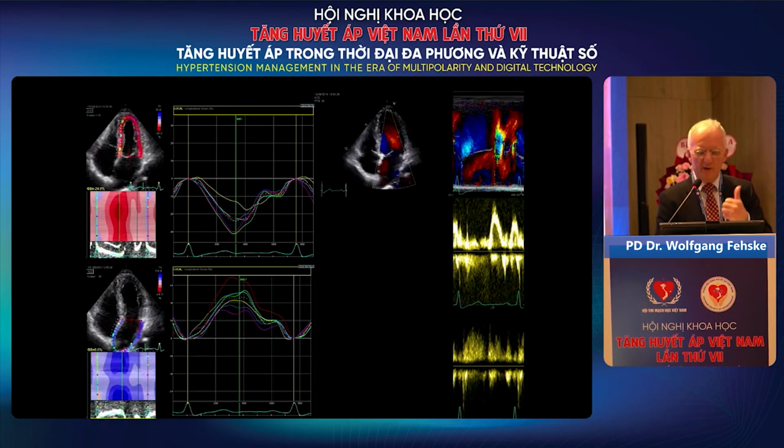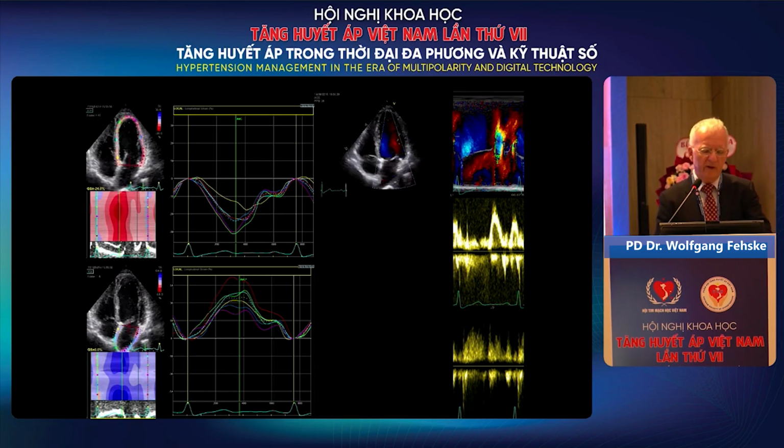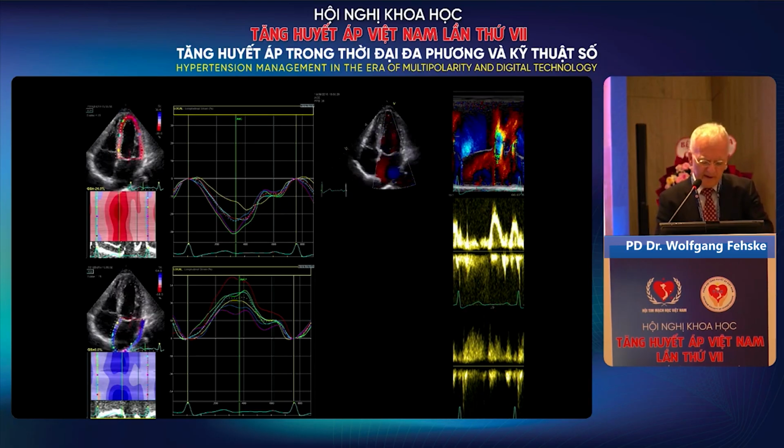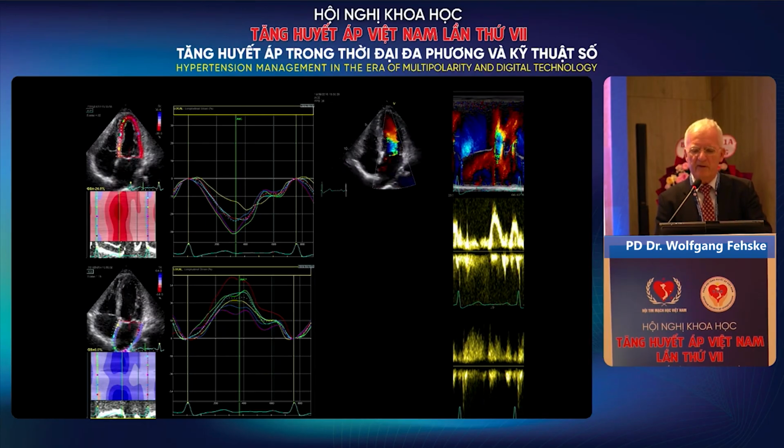It is not only one parameter. We are using all these parameters now. This is a strain analysis of the left ventricle: global strain, regional strain, post-systolic shortening and so far. Since some years now we have the left atrial strain. This is a little bit critical because many people think that this is exactly the mirror image of the left ventricle. We should talk about that in a minute.